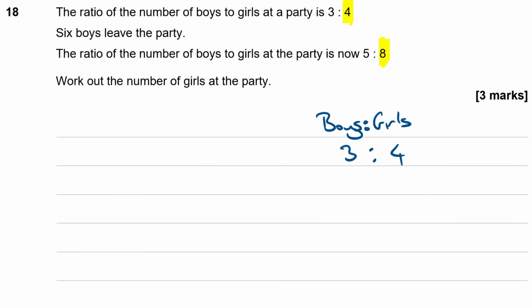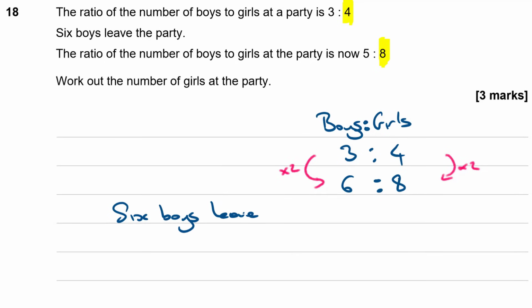So in order to compare the two more easily, I can scale up this ratio by a factor of 2 and rewrite it as 6 parts to 8 parts. Okay, so we're told that 6 boys leave the party. And then we've got a new ratio of boys to girls of 5 to 8. Now notice that this 8 here and this 8 here are the same, so the number of shares for girls is the same, and the boys has gone from 6 to 5, so it's reduced by 1. So overall we've reduced the number of shares of boys by 1 when 6 boys left. So I conclude from that that 1 share is equivalent to 6 students.